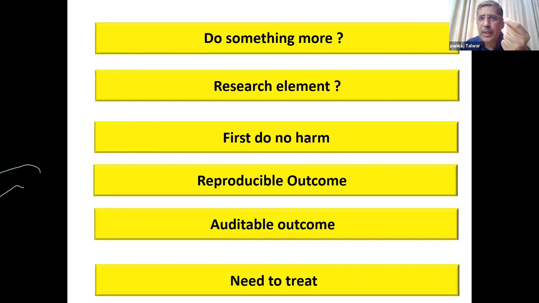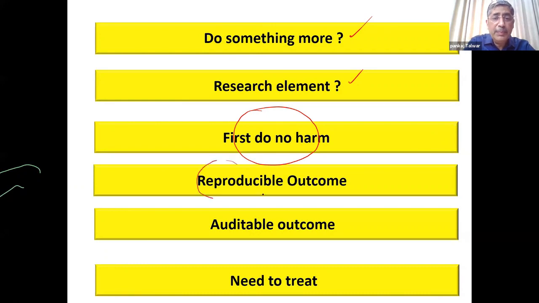Doctors want to do more, and so you've come to the class to learn something more. You want to learn something better and become a better person. Do something more. You want to have some research element. Kuch naya kare. Try something nice. Same IVF, same IUI. Do something nice. But you also know, do no harm. This you all know. You also know that whatever we do should have a reproducible outcome. It should be good and should be auditable.